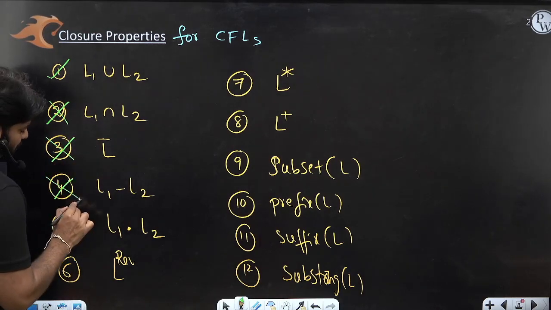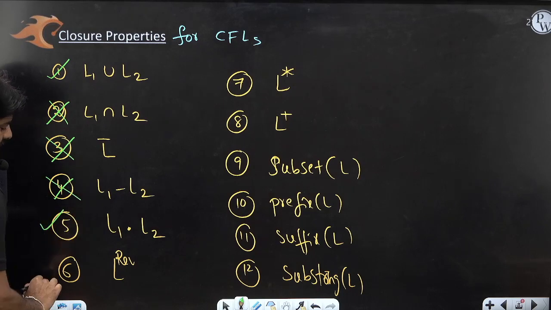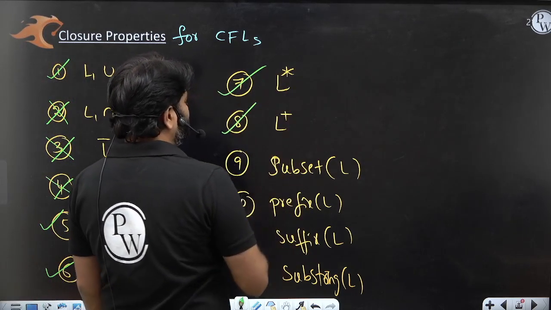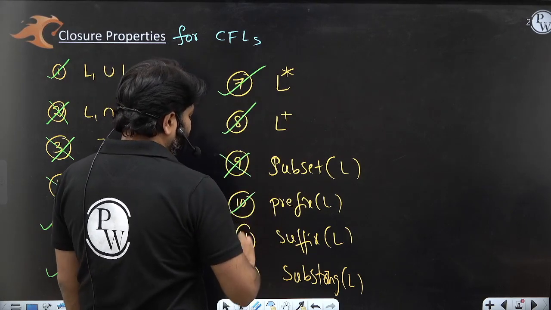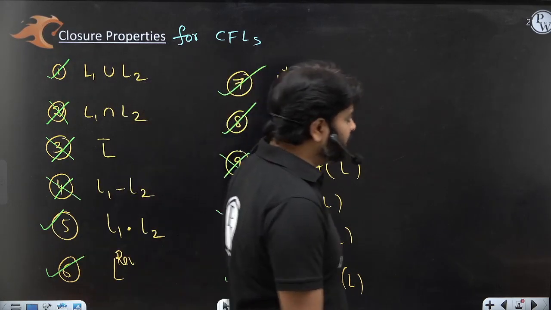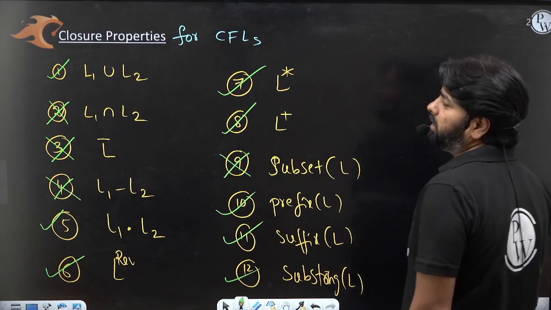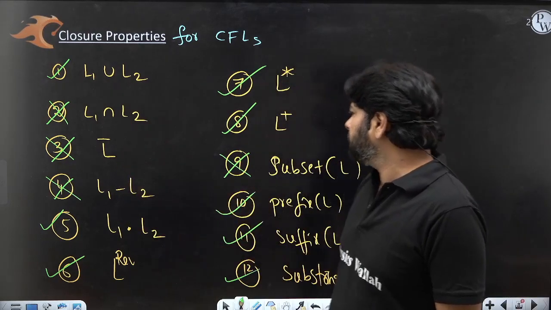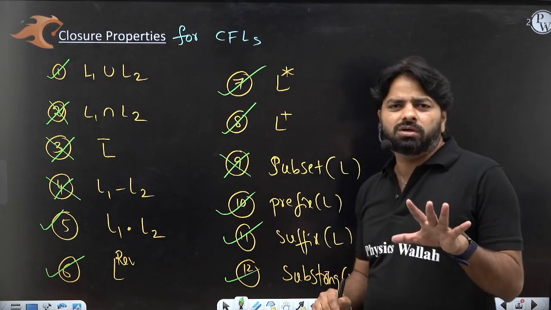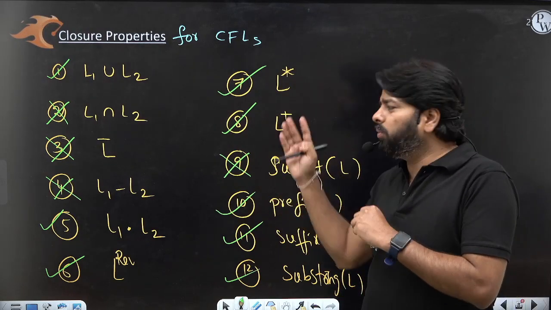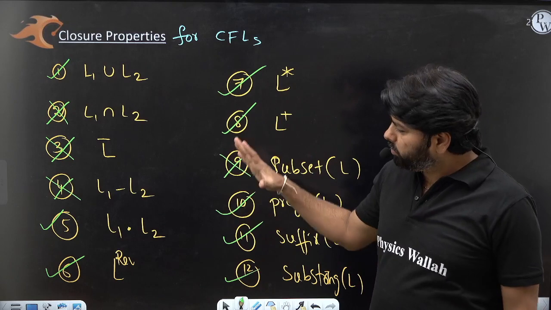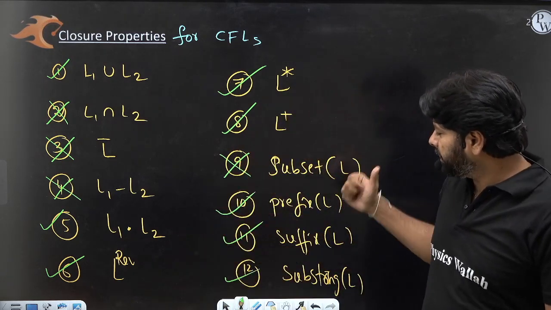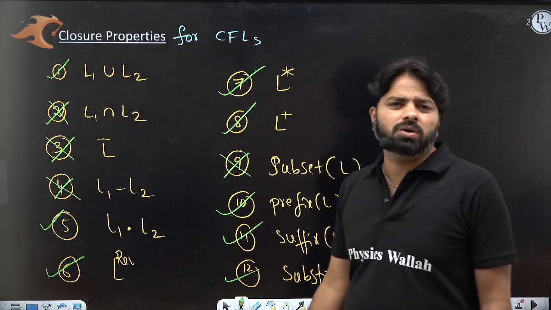Difference, no. Concatenation, yes. Reversal, yes. Kleene closure, Kleene plus. Subset, no. Prefix, suffix, substring. So here the very important list which is not closed: intersection, complement, difference, subset are not closed. And remaining all like union is closed. And what else? Concatenation, reversal, Kleene closure, Kleene plus, prefix, suffix, substring, many are closed.